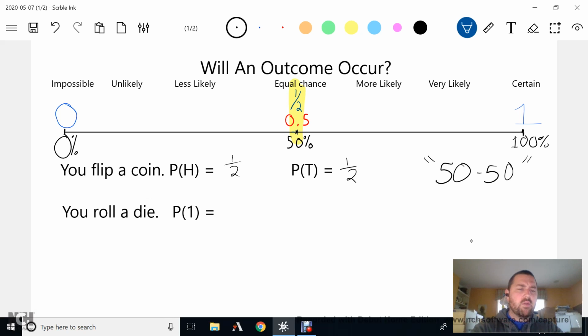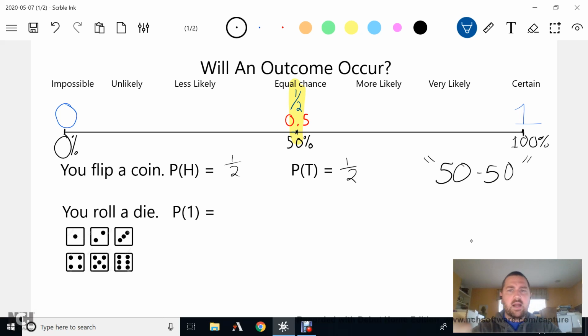Here's another one, right? You roll a die. What's the probability that you get a 1? Well, we know that a die has 6 sides, and one of those 6 sides has the number 1 on it. So the probability of getting a 1 should be 1 out of 6. Now, where is 1 out of 6 on this number line? Well, it's down here. It's in this less likely or unlikely area. It's right about there, I would say, right? That's about 1 out of 6. Okay? So the probability that you roll a 1 on a die is not super likely, right? Kind of unlikely.